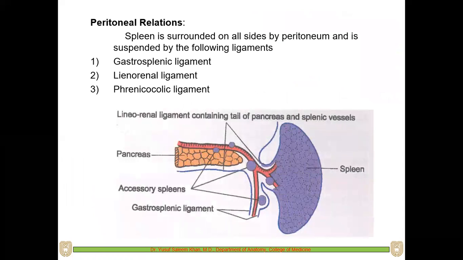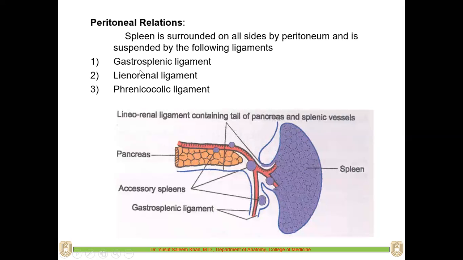Now coming to the peritoneal relations. The spleen is surrounded on all sides by the peritoneum and is suspended by the following ligaments. If you see here, this blue line covers all parts of the spleen. It is suspended by some ligaments which hold the spleen in the upper part of the abdomen. One is called the gastrosplenic ligament. It is the peritoneal fold between the fundus of the stomach and the spleen. That is called the gastrosplenic ligament.